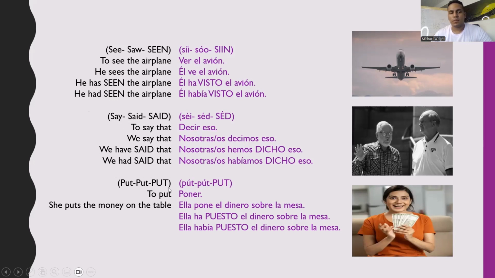The same with put. Put is the same for all of them, right? So put, she puts the money on the table. She has put the money on the table. She had put the money on the table.